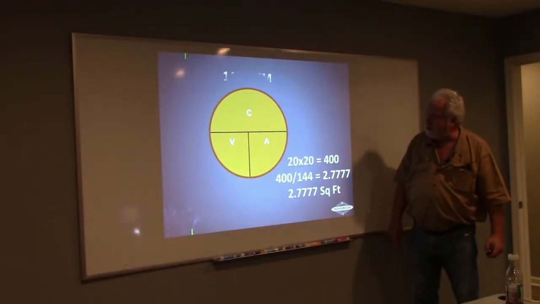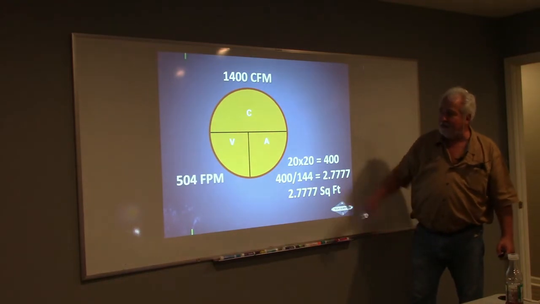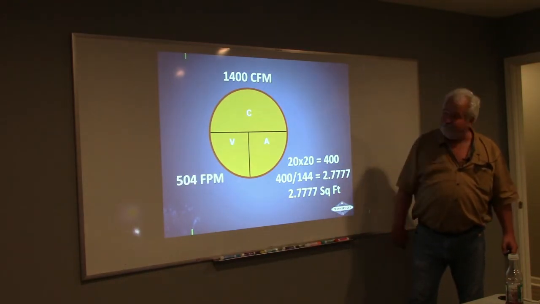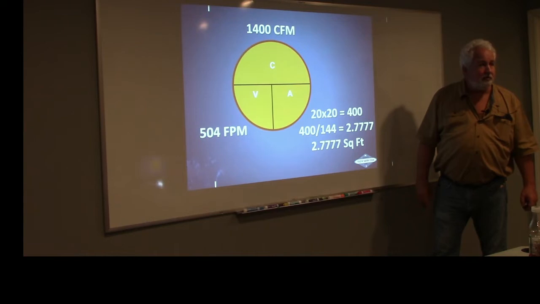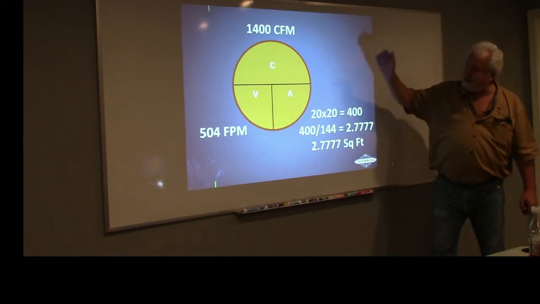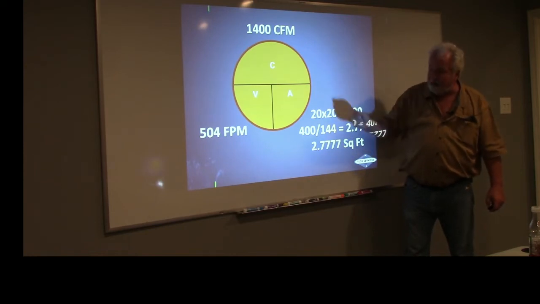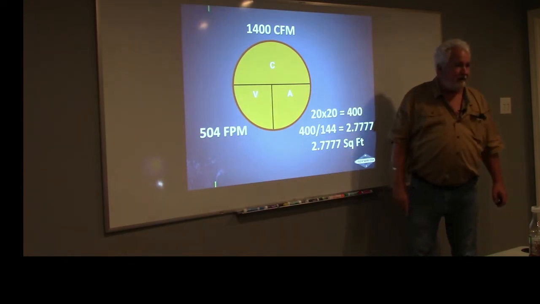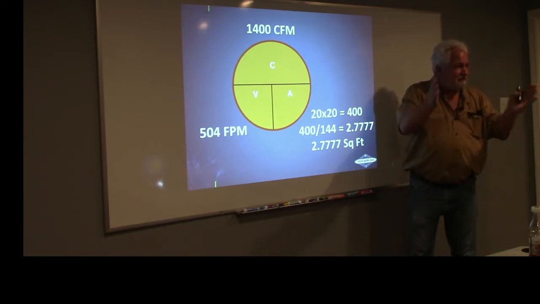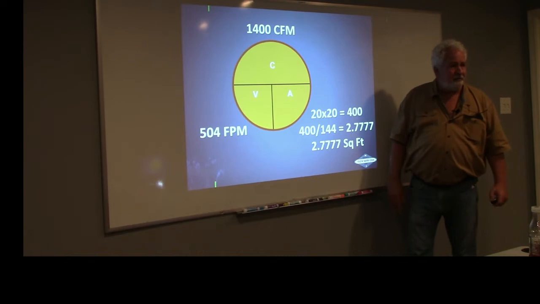Let's try it again. There's my 20 by 20 and there's my 1400. What's the speed of that air? 504 feet per minute. Bingo. So they're showing you that at this CFM, through this, we can get that air to move at 500 feet per minute. So we're going to rate it at that 497 per near. Is that making sense?